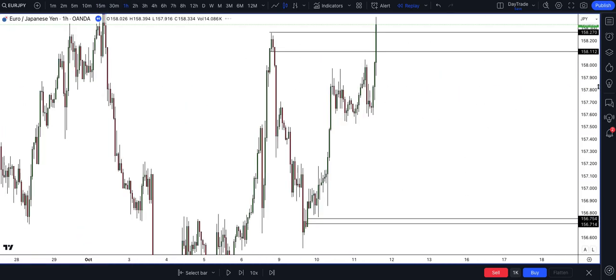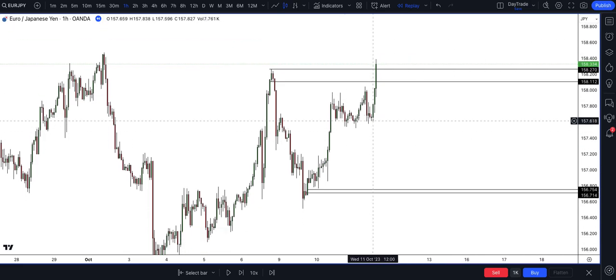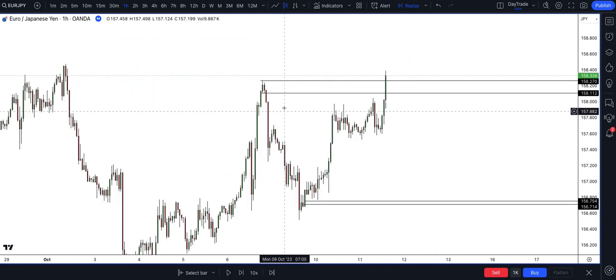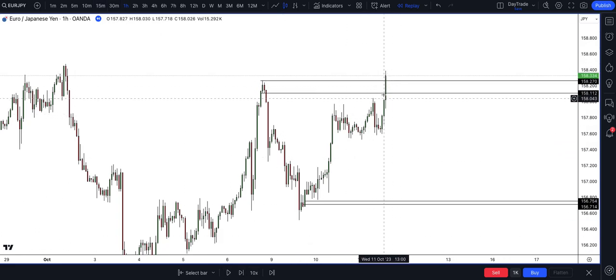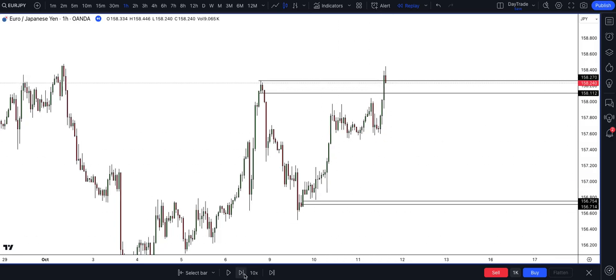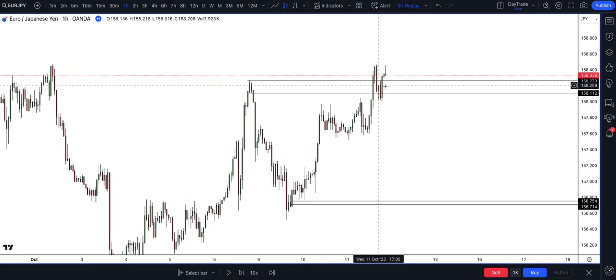Yeah, and you can see price just smashed through that potential hourly zone. Not one we were going to take, obviously, because we can't see what's inside of it. Would have wanted a nice confirmation candle, which we've not got. Price just smashed through it.